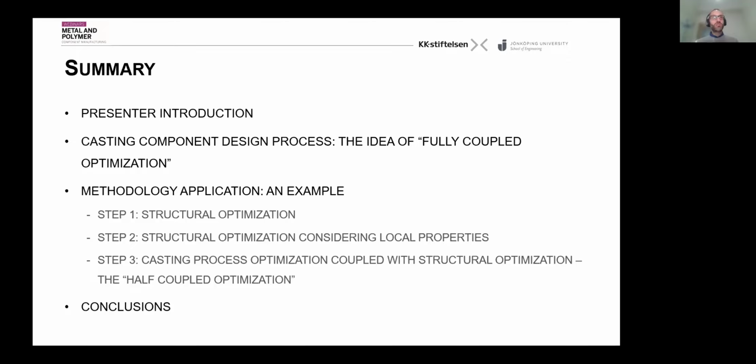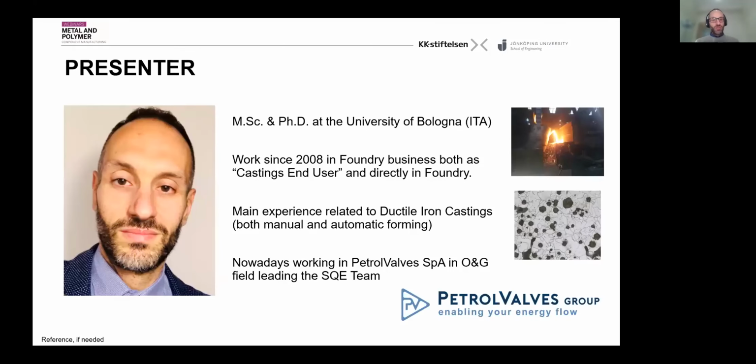So a sort of optimization of the casting process and the structural optimization. And then, of course, there will be conclusion. So let's start with myself.